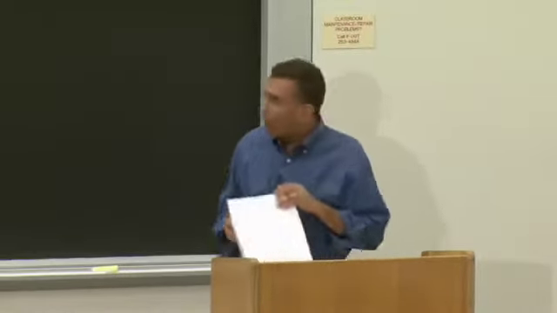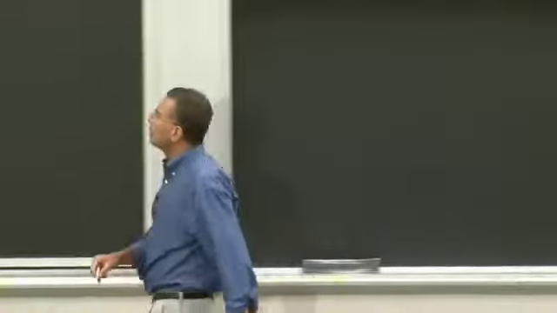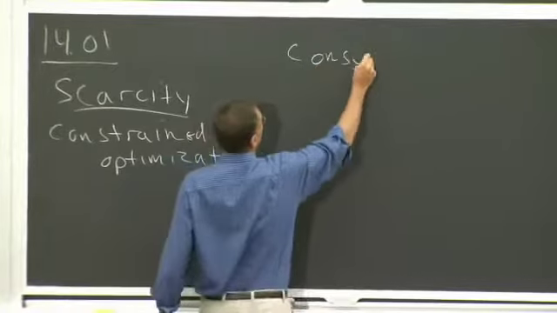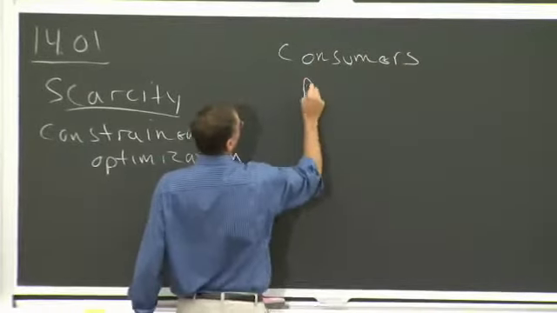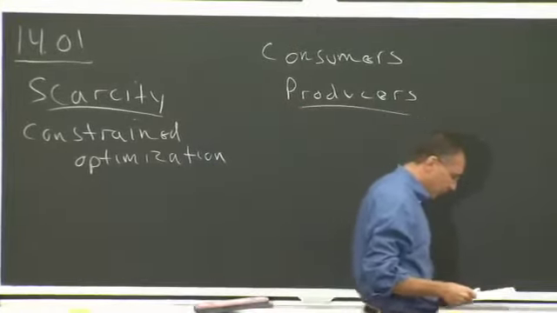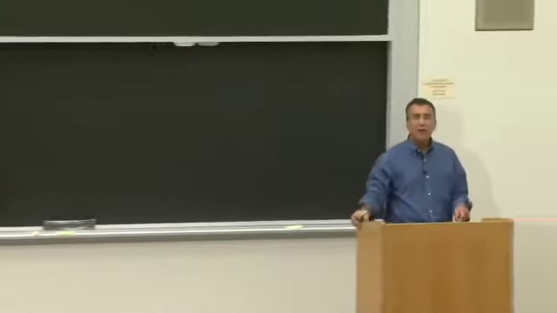Now, what we're going to do in this class is focus on two types of actors in the economy: consumers and producers. And we are going to build models of how consumers and producers behave. Technically, a model is a description of any relationship between two or more economic variables.